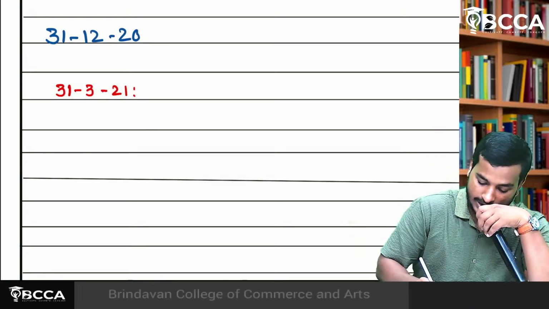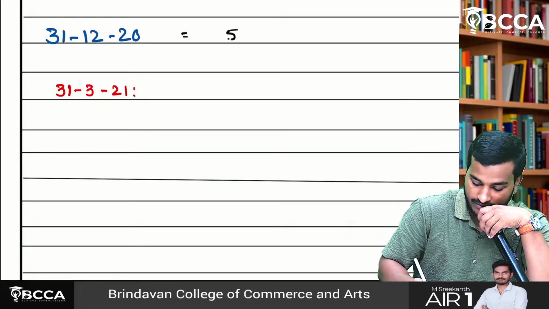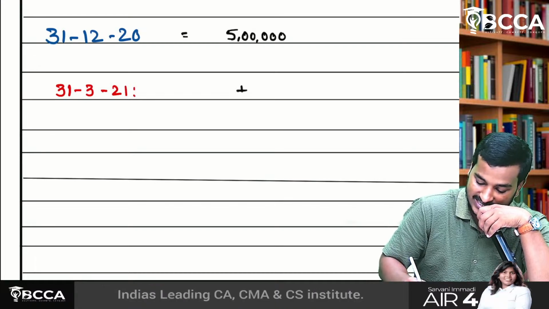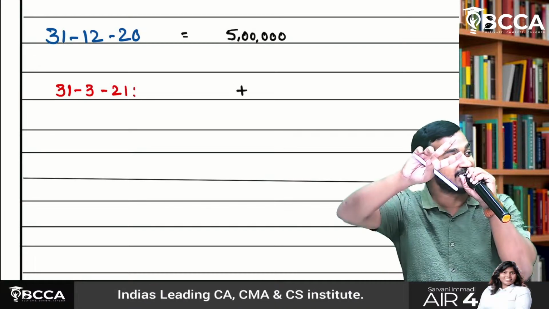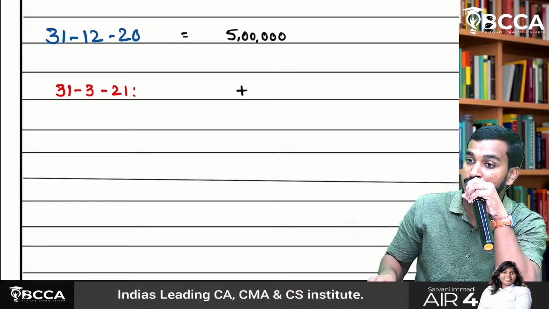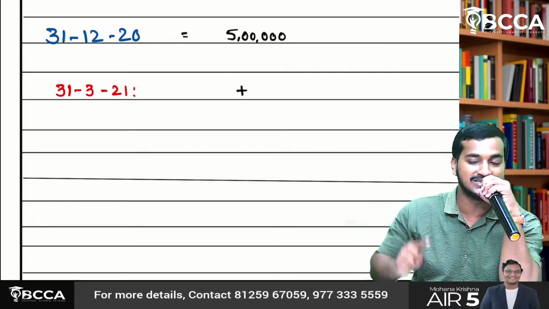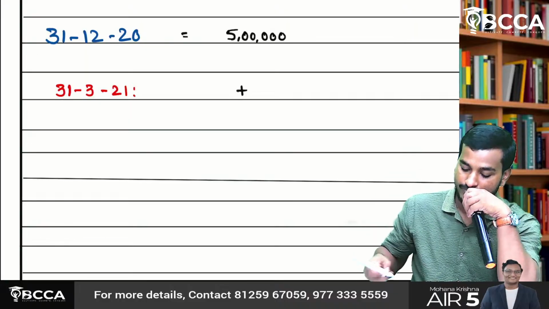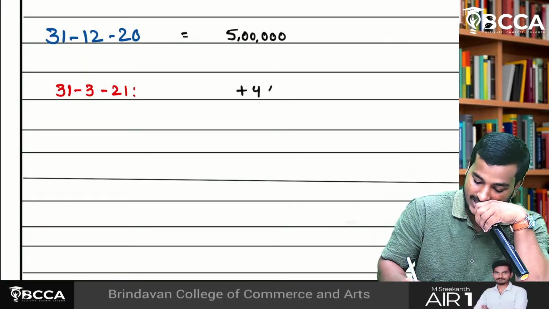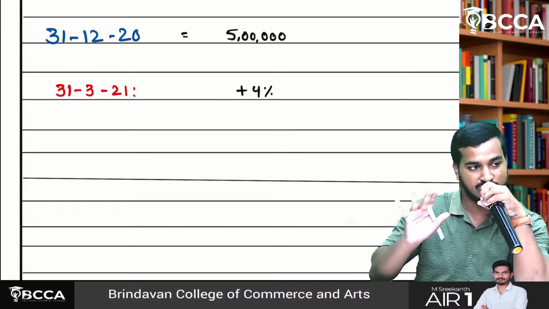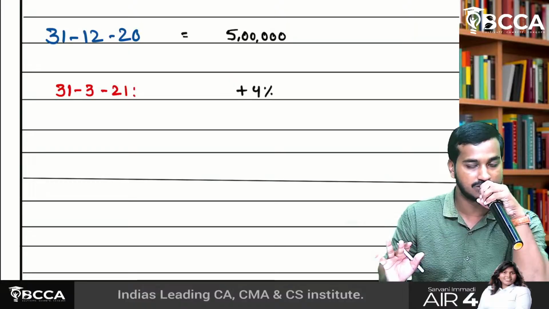So what is the loan amount? 5 lakh. Compounding quarterly means we have to just add. What is the interest? 16% per annum. But we need it per quarter. Per year there are 4 quarters, no? That means 16% by 4, that means it will be plus 4%. You don't do anything, just listen. Focus. I will give you questions as well to answer on your own.